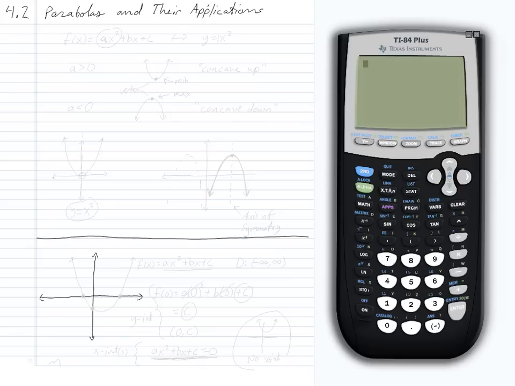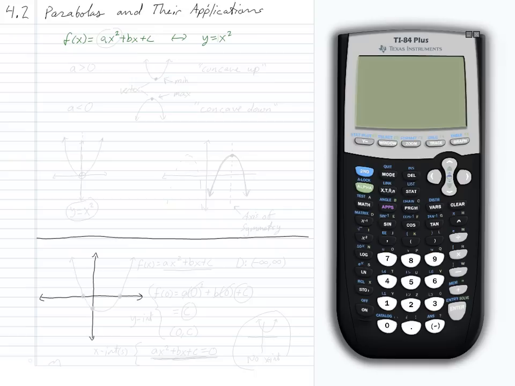We are dealing in this section with any function that can be written in the form f of x equals ax squared plus bx plus c. That's not the only form that we'll encounter, but that is what we call the standard form. Every function in this section is going to be based on the graph of our basic y equals x squared. So our graphs in this section are all going to resemble y equals x squared, potentially with all of those transformations that we saw in chapter 3 applied to it.